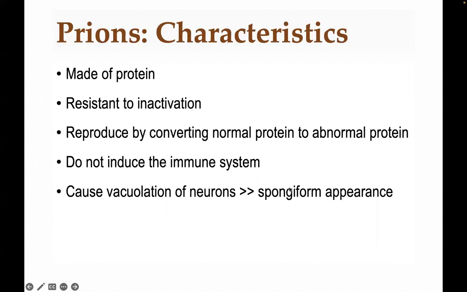So this is where we stopped, but we had talked a little bit about some of the characteristics of prions. So we'll go through them again. As we said, they are made of protein. They are resistant to inactivation by the methods that we normally use to inactivate other microorganisms and viruses. And they reproduce by converting normal protein to abnormal protein. We will see this in the next slides: how the normal protein in the cell is converted to an abnormal protein, and how they recruit other proteins to be abnormal.